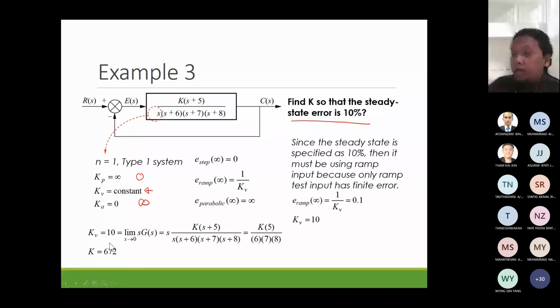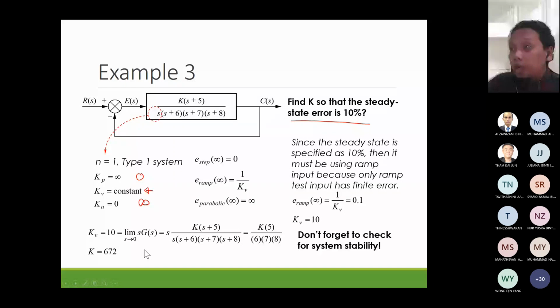So kV equals 10, which equals the limit of s times g when s approaches 0. You substitute g with this transfer function and take the limit as s approaches 0. So you get k times 5 over 6 times 7 times 8. Using kV equals 10, you can get k equals 672. So this is how you find k.